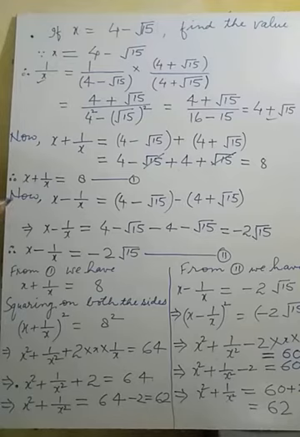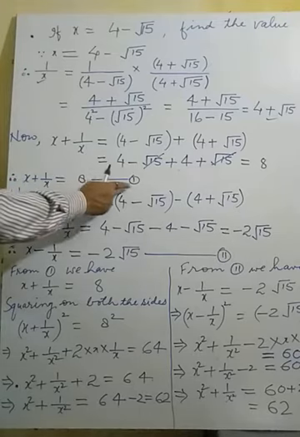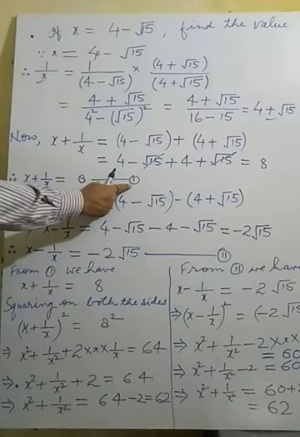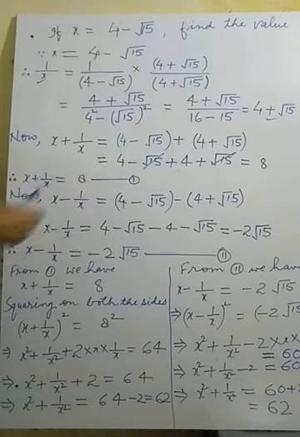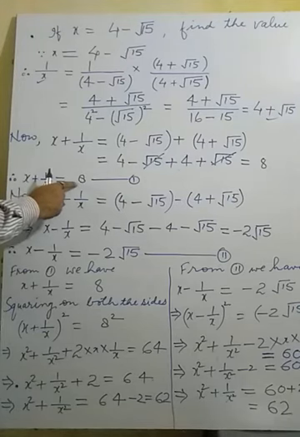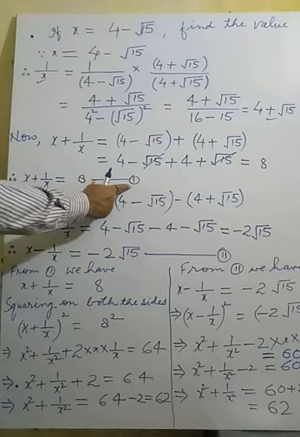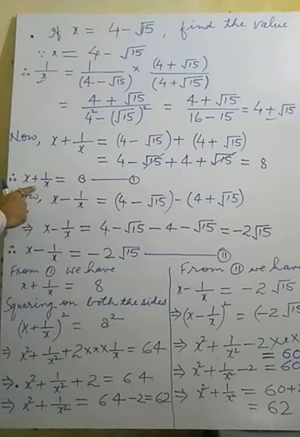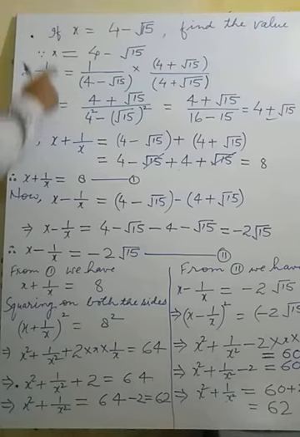Again, some of the more questions are here. Now we will put here what value of x plus 1 upon x is there. So x plus 1 upon x equals 8, and this will be behaved as equation number 1, because this one is required in solving other parts. So you will keep this one, x plus 1 upon x equals 8. This one is equation number 1. And this is the value of x plus 1 upon x when the value of x equals 4 minus under root 15. Now go to other parts also.